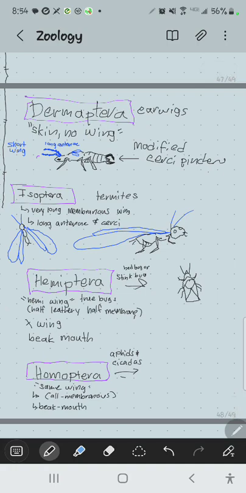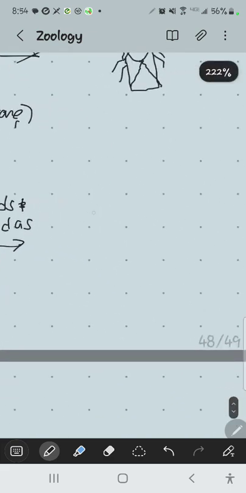So let's see here. Let me go ahead and draw one here so we can have it. I want to make sure I don't run out of room here though. But like a cicada would be a good example of this. So here is the beak. Here is the leg. And the wings are generally membranous over the body like this. And that's kind of like a typical Homoptera.